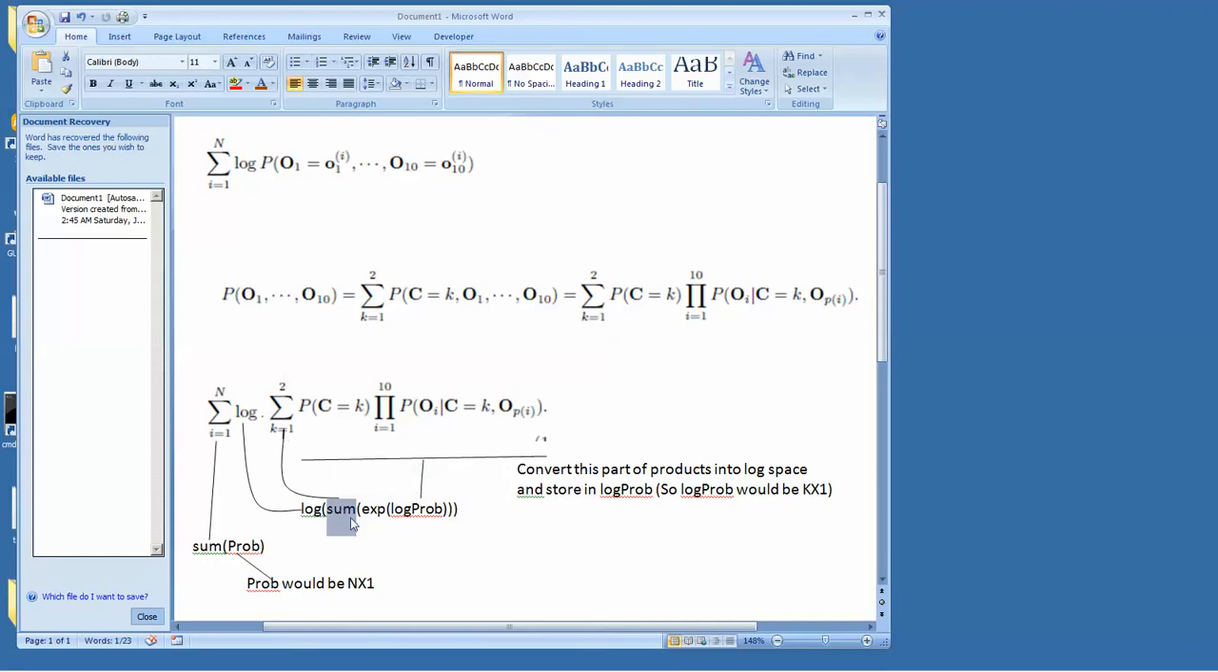Then next, obviously you have this log here, so you basically take that log. I hope you get it at least: the log of the sum of the exponentiation of log prob. Once you have it, they also said comma, sum of prob. What is that again? What would be the dimensions of prob? That would be n by 1, because you have n examples. So prob would be n by 1: for each example, you do this entire formula and store that in prob.